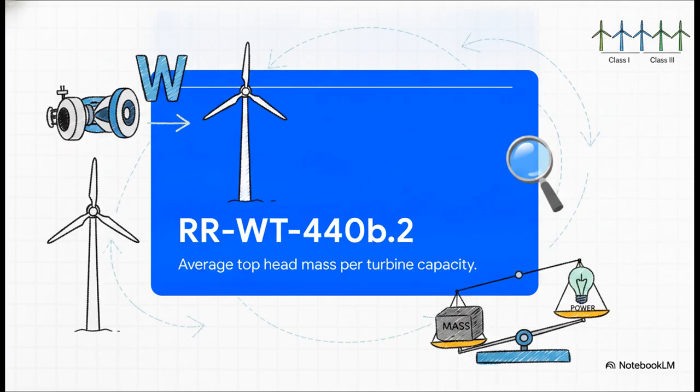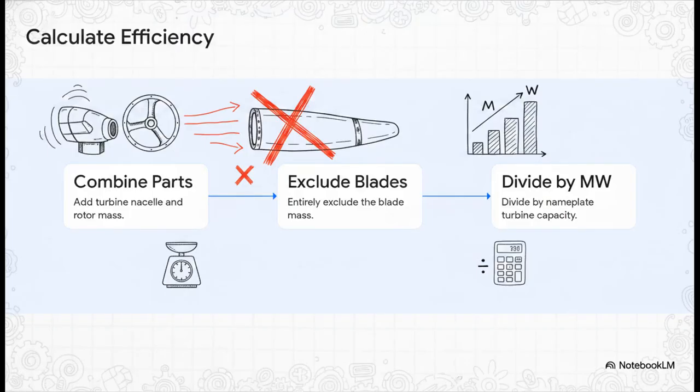I want you to think of this metric as the ultimate efficiency ratio. It measures a turbine's physical footprint against its actual power generation capabilities. Basically, how much heavy machinery do you literally have to put up in the air to get a megawatt of power? To calculate this correctly, we have to carefully deconstruct the turbine anatomy. Step 1, you take the mass of the turbine nacelle, that's the housing way up at the top of the tower containing the generator and gearbox, and you combine it with the mass of the turbine rotor.